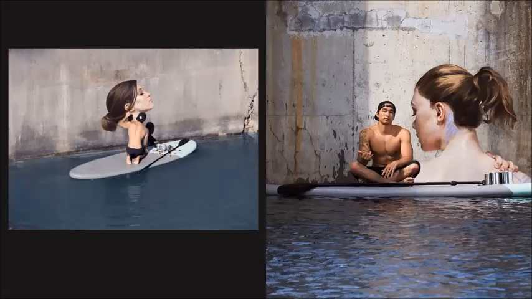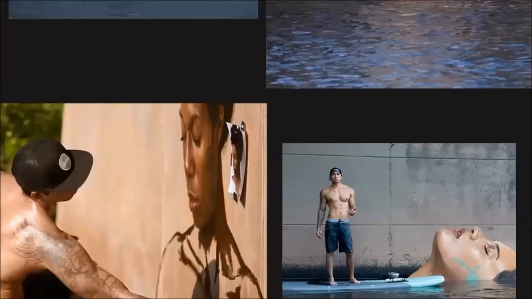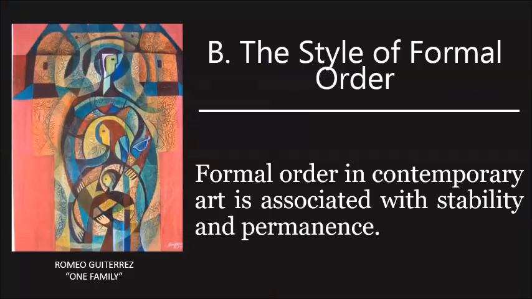Next, we have the style of formal order. The style of formal order is expressed with stability in their creative work. In general, this type of style works with the characteristic of order in measure, proportion, mathematical relationship, balance, and harmony. As an example of formal order, we have there on the left picture.